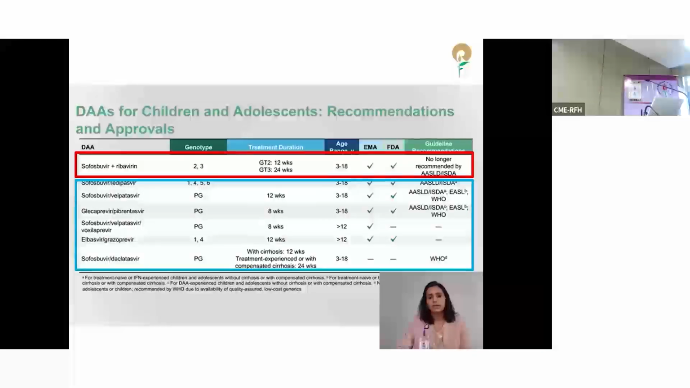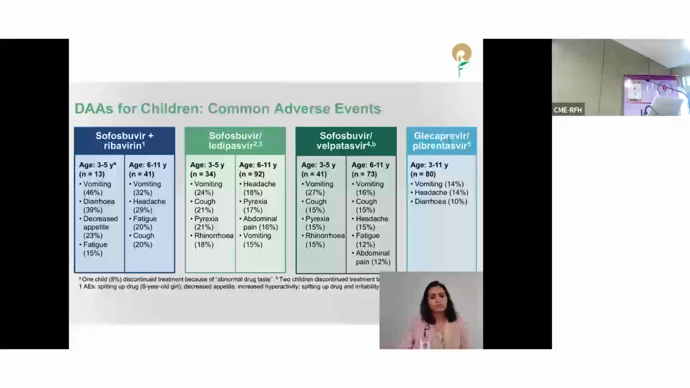Apart from that, all the other drugs, which are a combination of two DAAs from two different groups, have given beautiful results. They have got approvals from the American Association for the Study of Liver Diseases, the Infectious Diseases Society of America, as well as from the European Union. The most important drugs among them, as per our understanding, would be a combination of sofosbuvir and ledipasvir, sofosbuvir and velpatasvir, and glecaprevir with pibrentasvir.